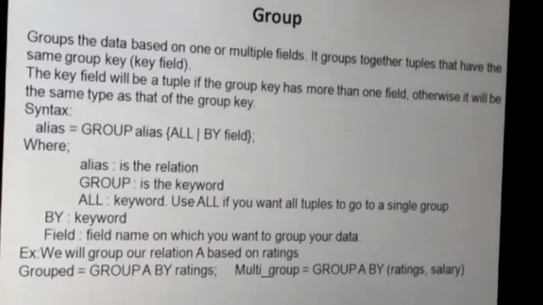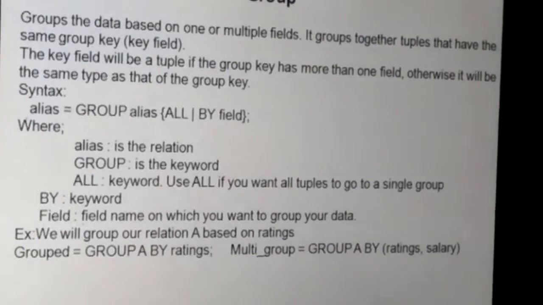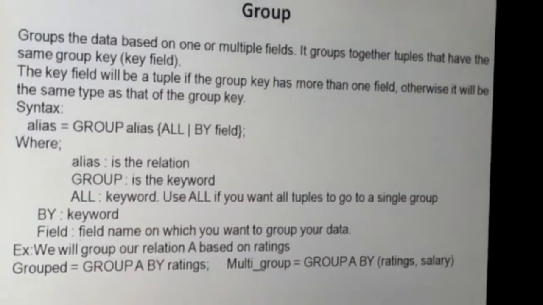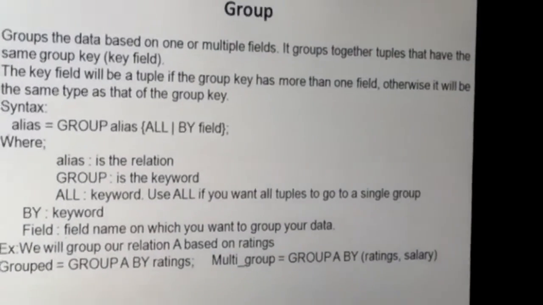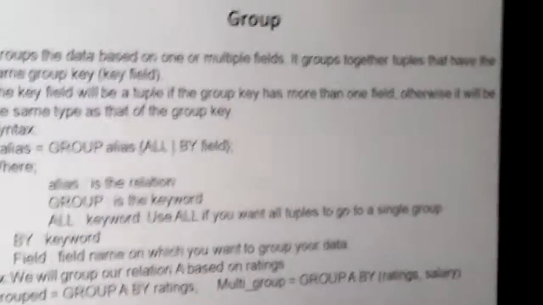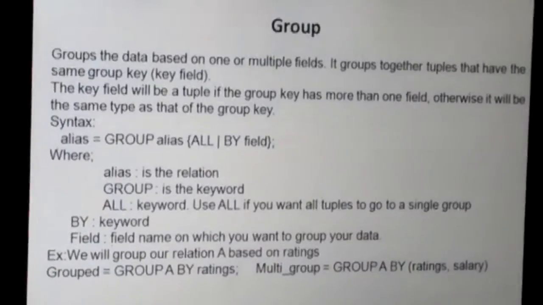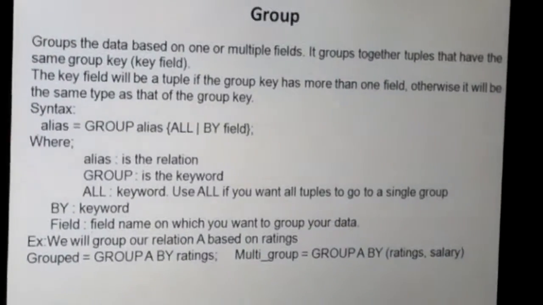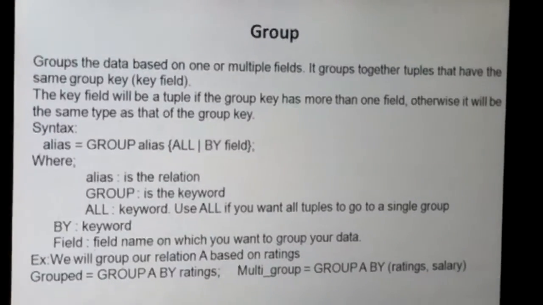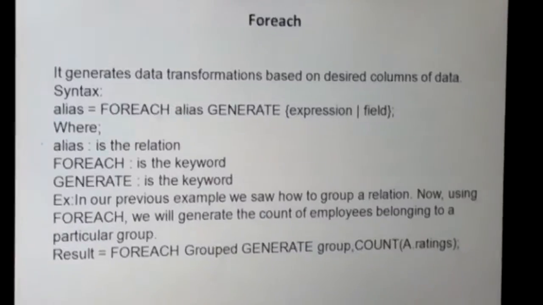So you can see the last example. We'll group our relation A based on a rating. So group equals group A by ratings, then multi groups equals group A by rating and set. Here there is more than one field. In the earlier case, it was only on a single field. The second one is on multiple fields, that is, 2 fields are passed as the arguments.